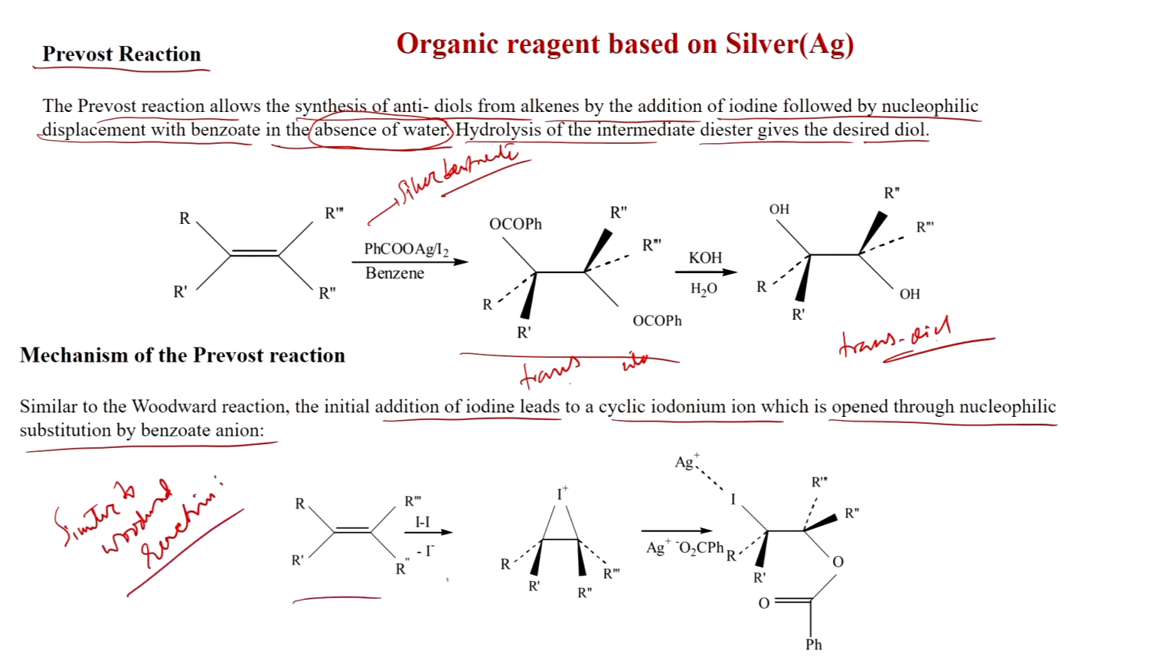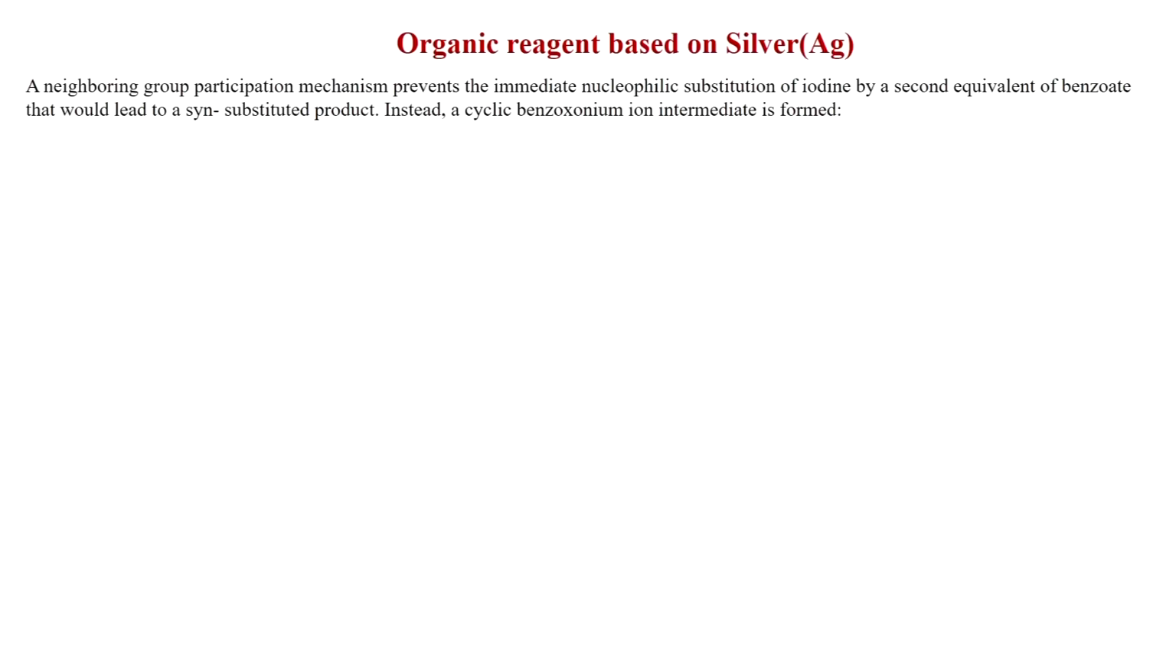Like the alkene reacting with iodine generating the iodinium ion, and earlier we have seen the silver acetate, here the silver benzoate is reacting. So, you get this opening of the iodinium ion by the silver benzoate and you get this species, and a neighboring group participation also happens here. Neighboring group participation prevents the intermediate nucleophilic substitution of iodine by a second equivalent of benzoate that will lead to a syn substituted product.